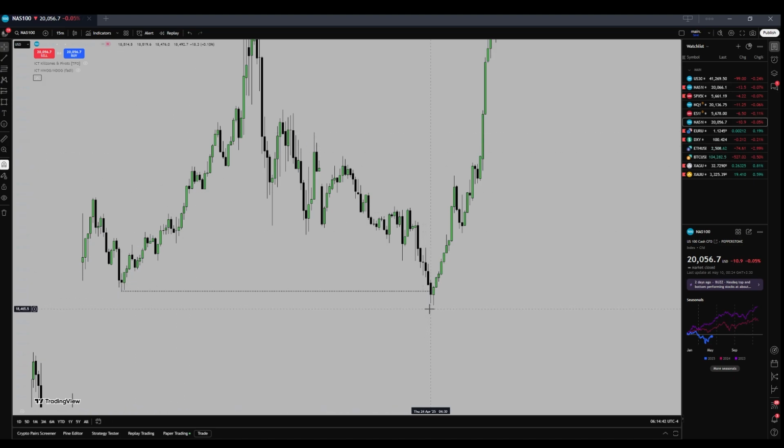This low here was made on Tuesday. Price expanded higher, did whatever on Wednesday. And on Thursday, we go below this level. Look at this last bit of down movement. Starting here, you have two up close candles here and then here.